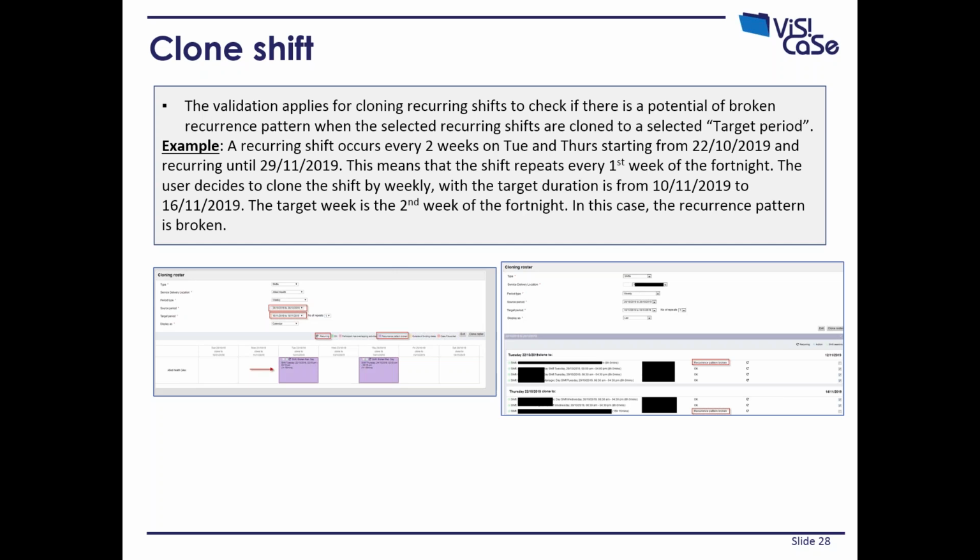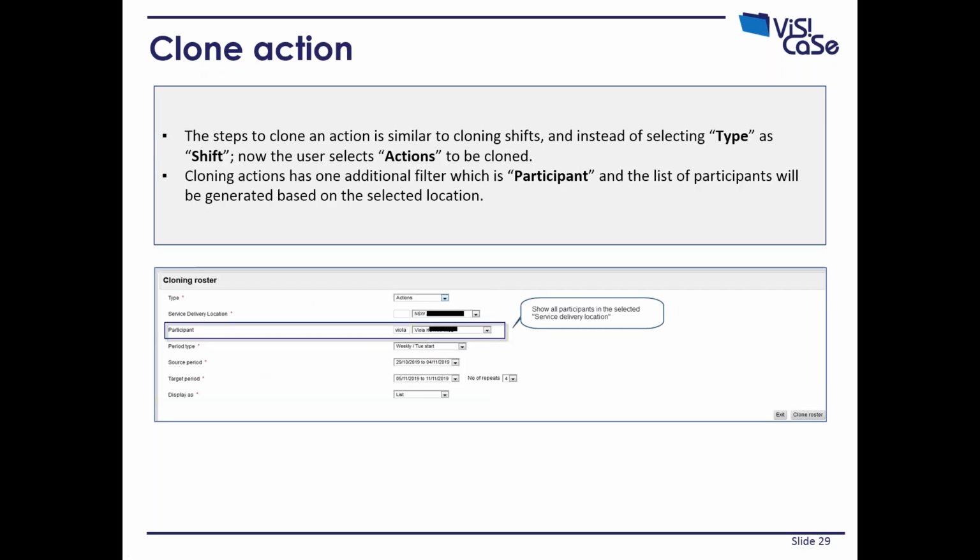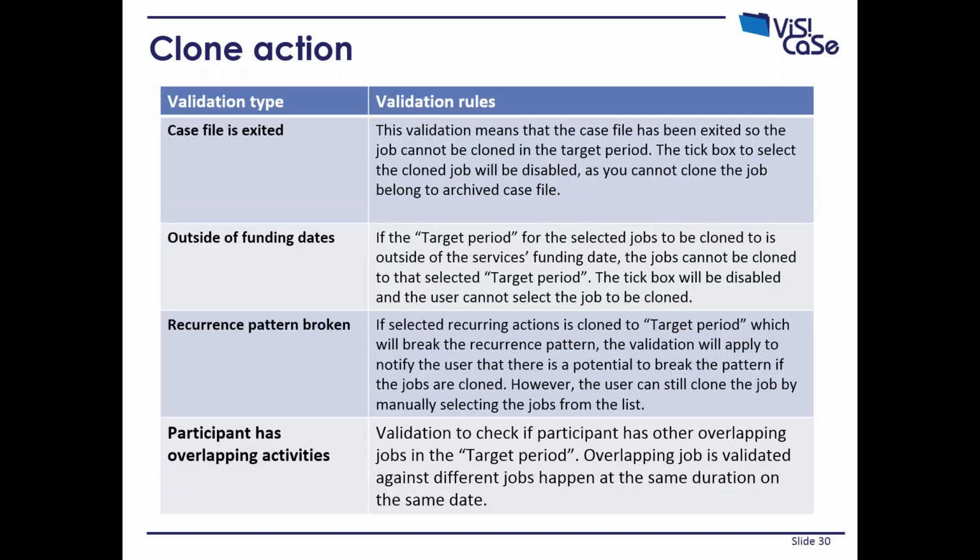And both in calendar view and in list view, it will notify you saying that the recurrency pattern has broken. When cloning in action, you have the option to clone specifically for a participant or all participants within a location. These are the additional action validations the system goes through for cloning.